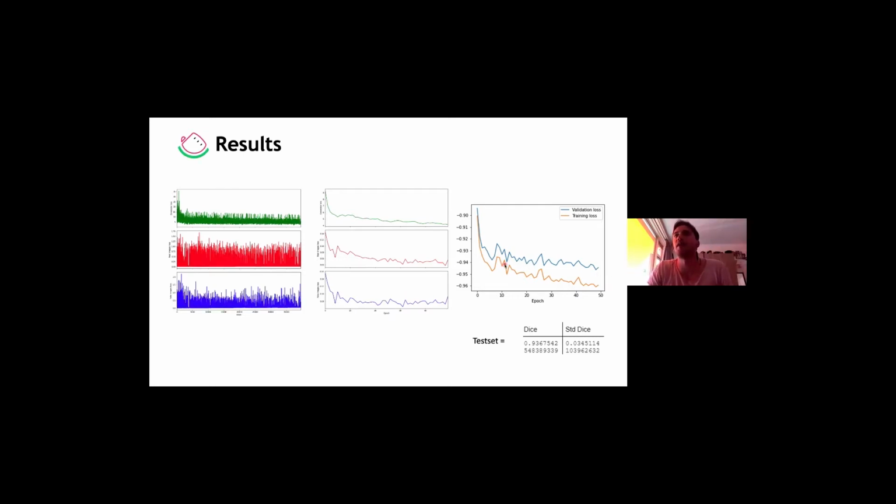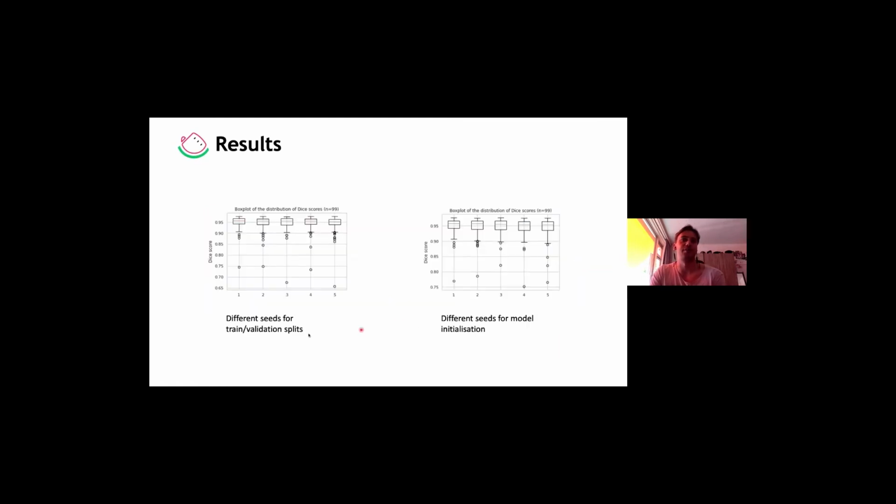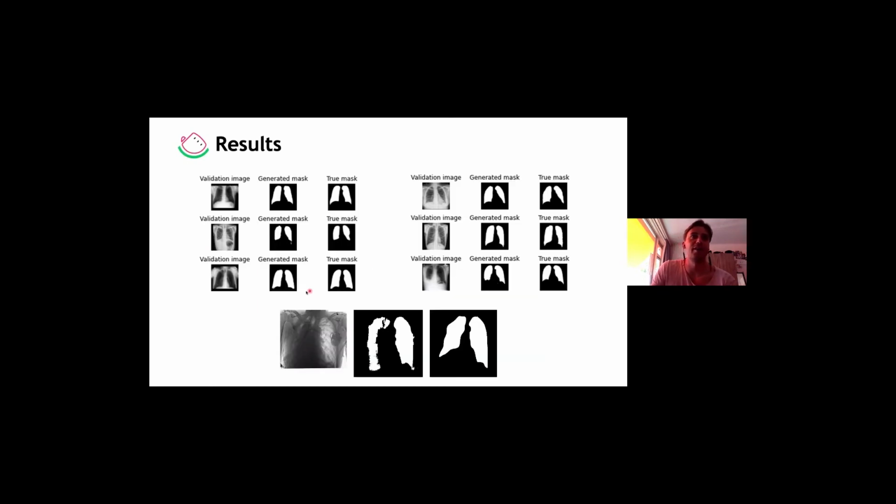We got around 94% on the validation dice, which was pretty good, and a test dice of 93.6. So yeah, we were pretty happy with this result. We also tested it on different validation splits and some different initializations, which all resulted in the same results. So here you can see what we came up with. Some examples of an input image, a generated mask, and a true mask. As you can see, some masks have little specks where it's not completely perfect. But overall, you can see that it's doing a really good job.